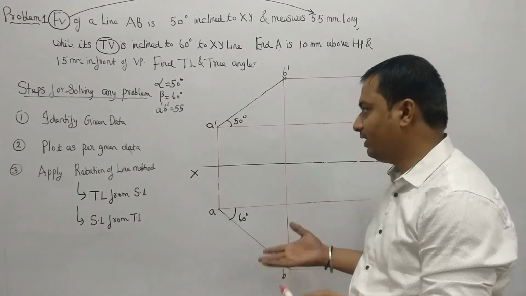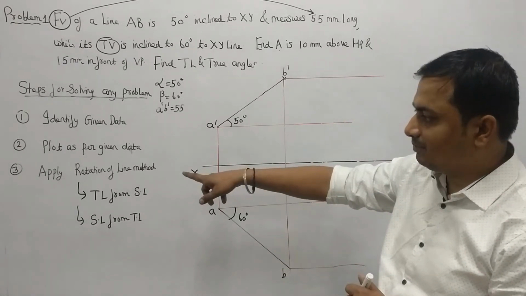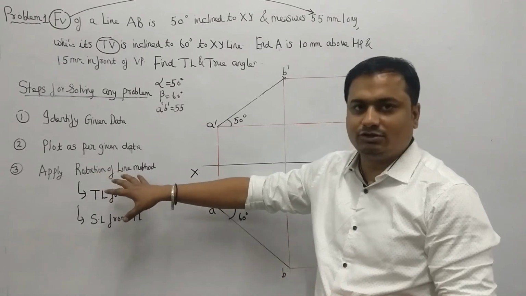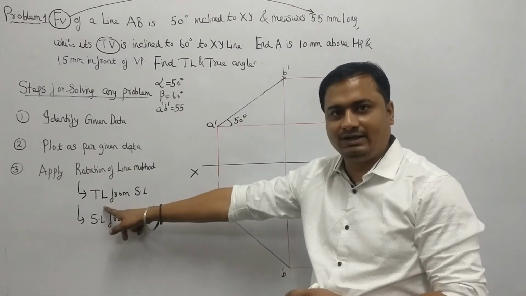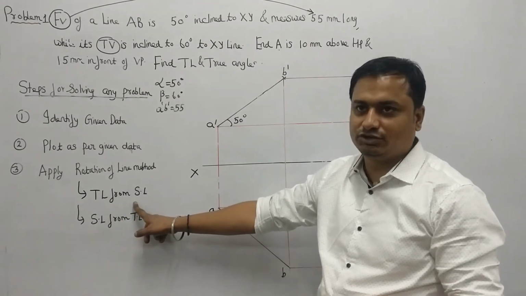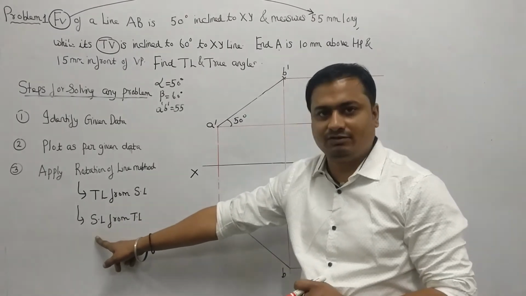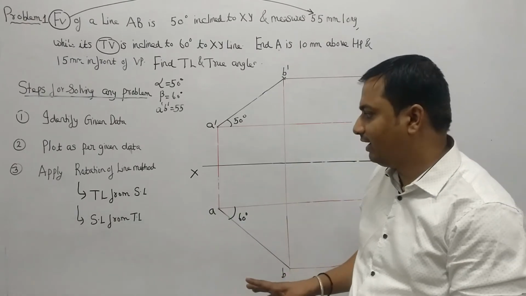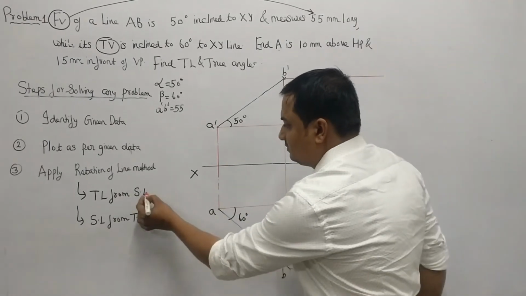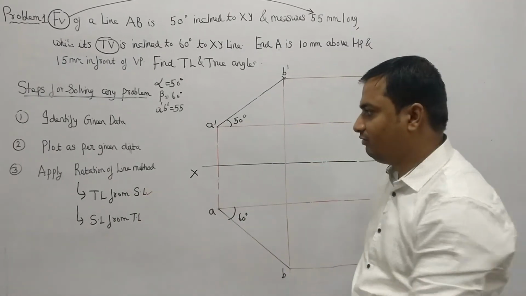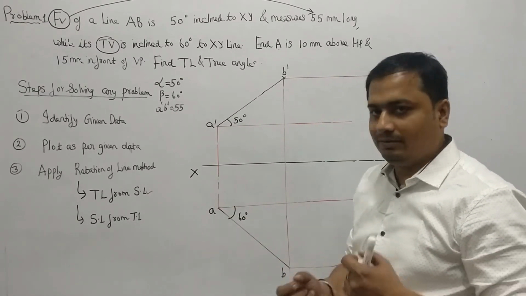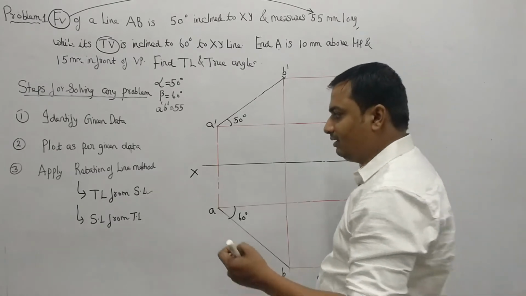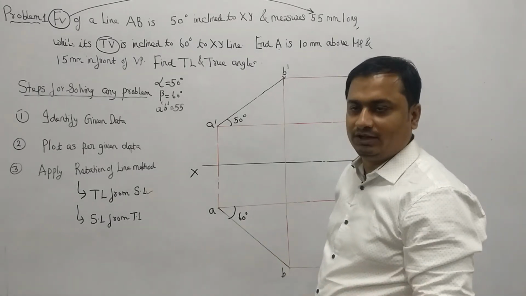Okay. So now these are the data which were given in the problem, and we have plotted as per the given data. Now the third step is you have to apply the rotation of line method. Based on the two problems, whether the problem is of finding TL from SL, that is true length from the short length, or to find short length from the true length. But this problem is based on finding true length from the short length. We all know how to find true length from the short length. I have discussed this in the first video of the projection of line.